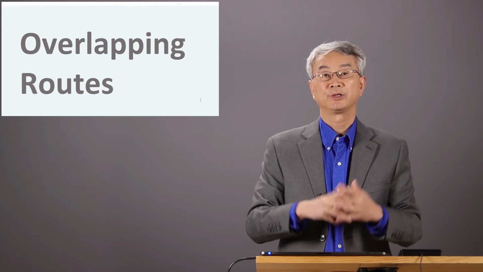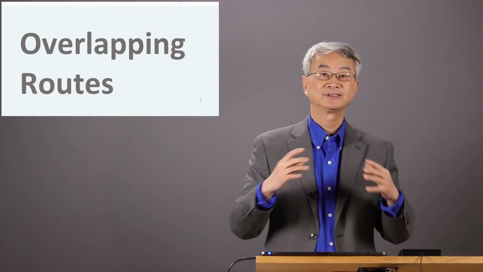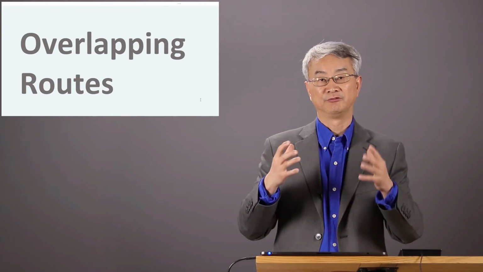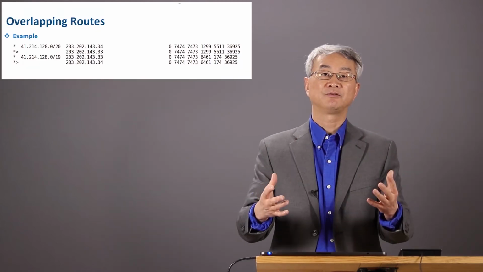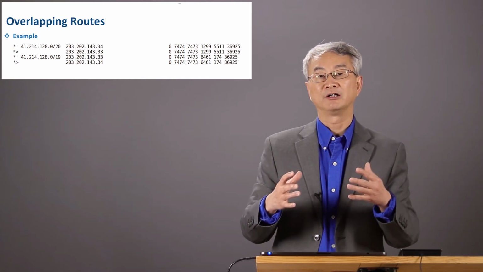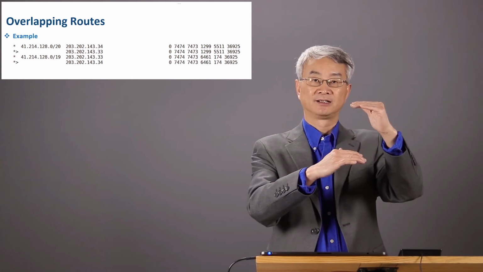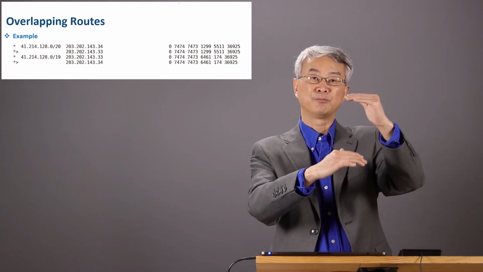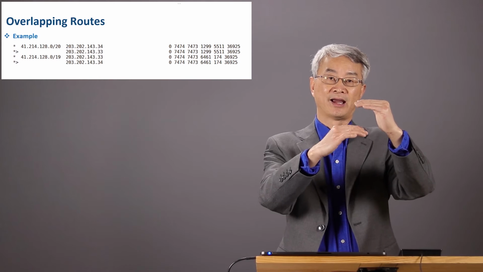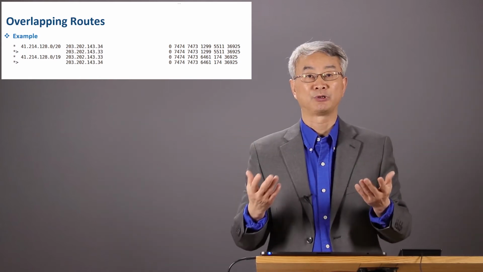In this lecture, we're going to talk about overlapping routes, and we're going to see how BGP deals with them. So let's take a look at an example. What is an overlapping route? An overlapping route basically means these two network prefixes are not completely disjoint, and one is a subset of the other. You actually see this quite often.